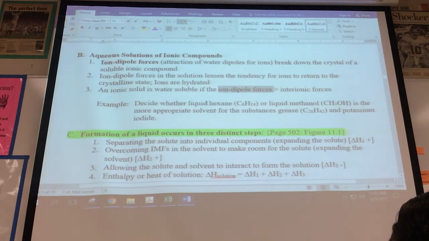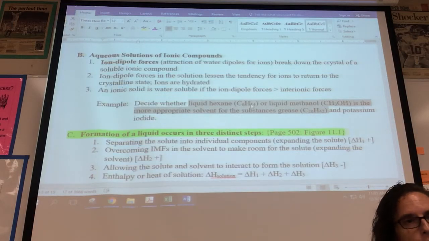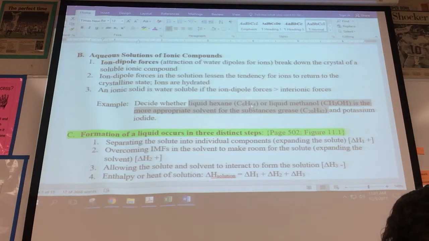Decide whether liquid hexane or liquid methanol is the most appropriate substance for grease. Definitely hexane. They're both nonpolar covalent, and the LDFs that form between them will be stronger, if you will, or release more energy than the LDFs you need to break in each one. Do we have to say releasing energy, or can we just say stronger? You're going to see the energy piece next time, and you're going to need it.